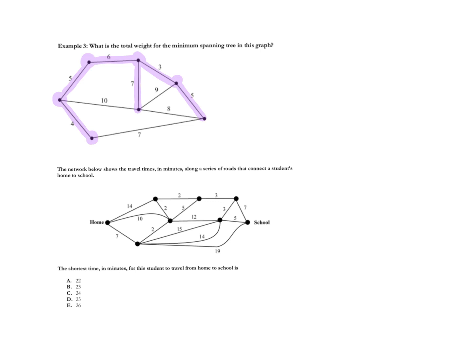Then it asks what is the total weight, so I need to add it up. You've got 4 plus 5 plus 6 plus 7 plus 3 plus 5. What's that? That's 9, 15, 22, 25, 30. Is that right? So we get 30. It didn't say any units, so I'll just say 30 is the weight. Yep, the minimum weight.